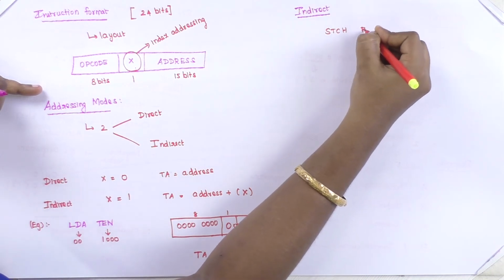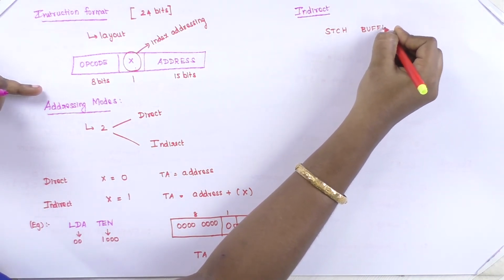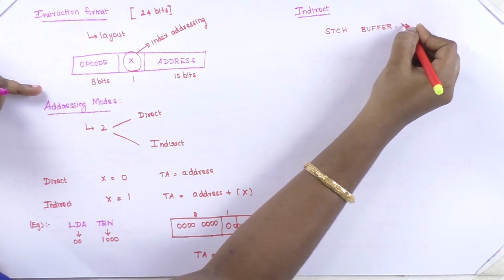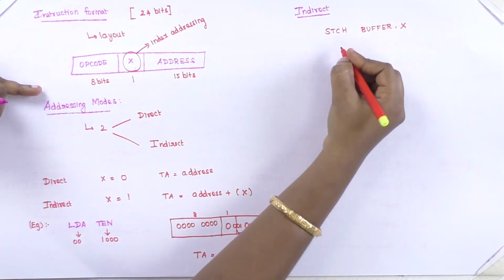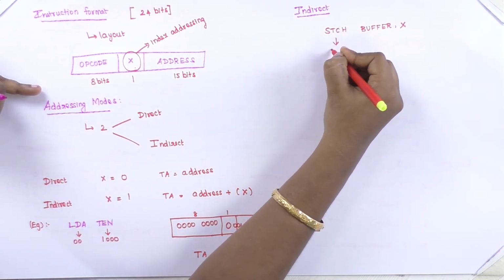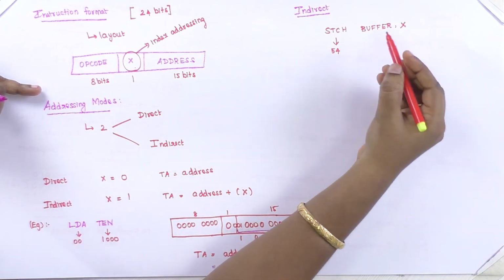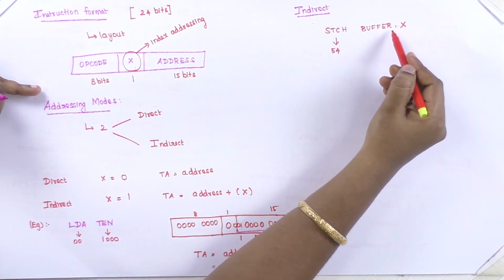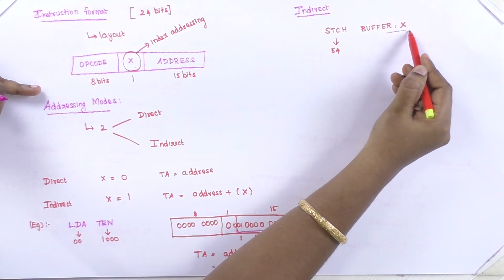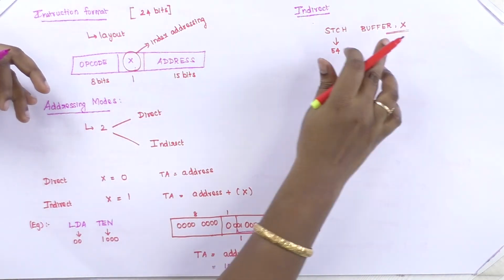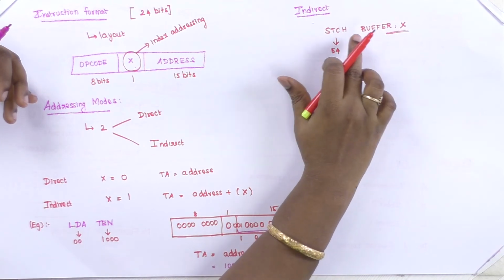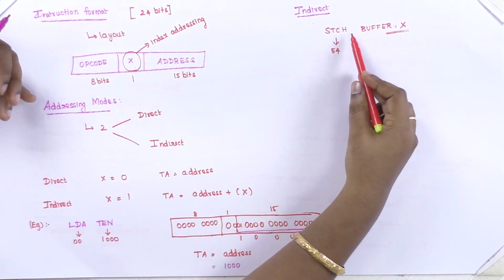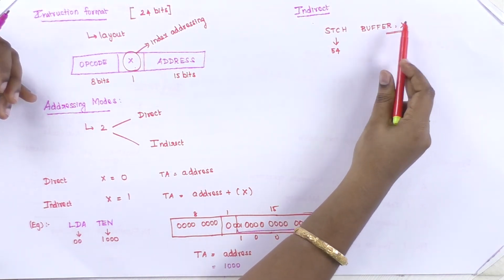STCH buffer comma X. So the opcode for STCH is 54 comma X. Always indirect addressing or indexed addressing will be mentioned like this, comma X. X stands for index register. So indirect addressing will always be mentioned by the instruction with a suffix value of comma X.